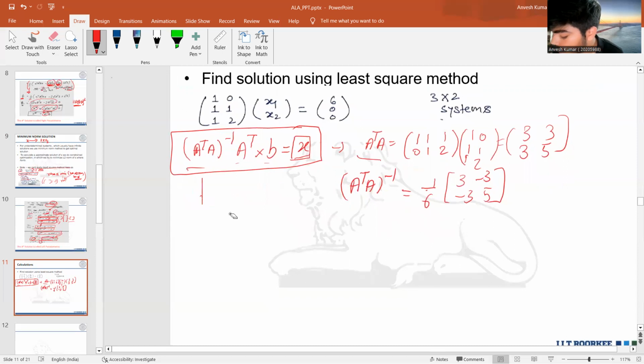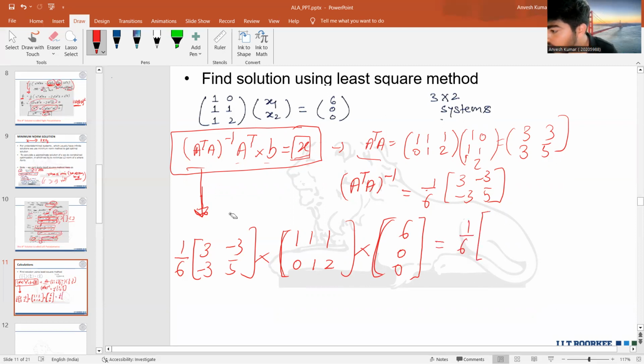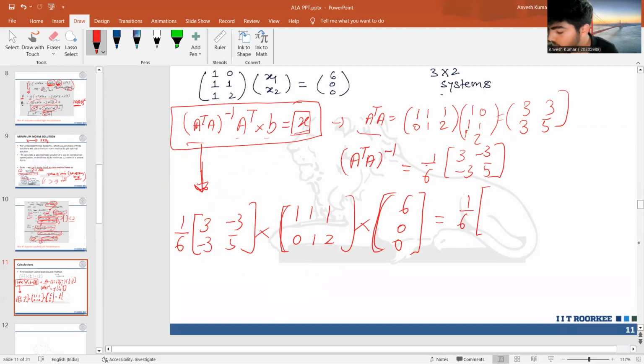So let's calculate this term. It comes out to be 1 by 6, 3, minus 3, minus 3, 5, multiplied by A transpose. A transpose is 1, 1, 1, 0, 1, 2, multiplied by B, which is 6, 0, 0. Oh, sorry, I made a mistake here.